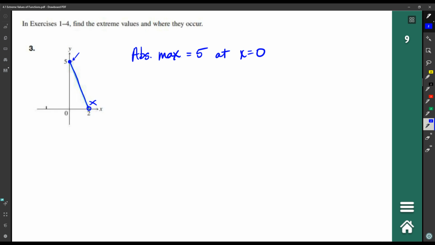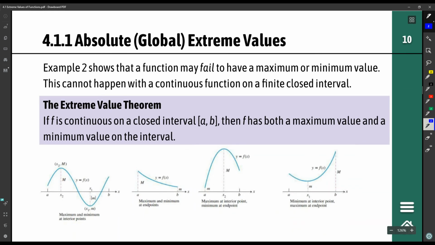All right, let's move on. And here's the big theorem of our first video. Example 2 shows us that a function might actually fail to have a maximum or a minimum value. And this cannot happen, though, if we look at the function as being continuous on a finite and closed interval. So as long as the interval is closed, and as long as our function is continuous, we're going to have a maximum and minimum value. And that's what the Extreme Value Theorem tells us.